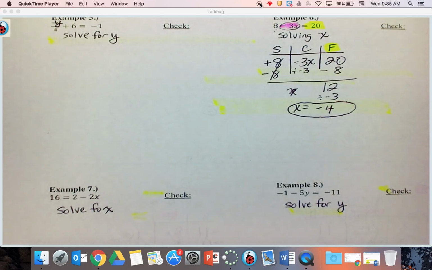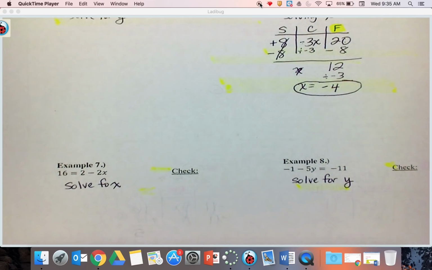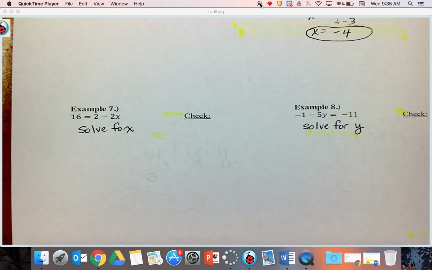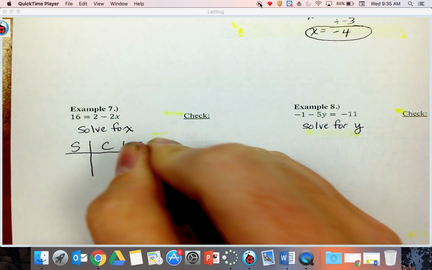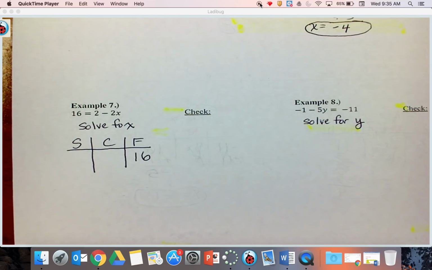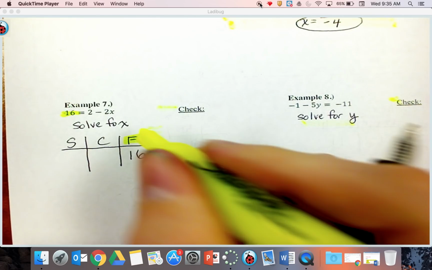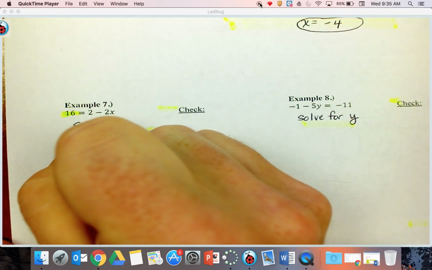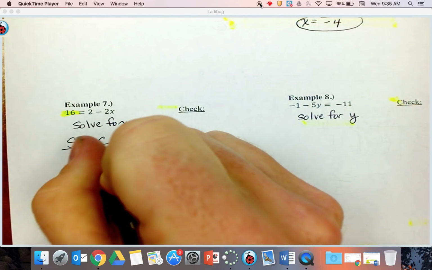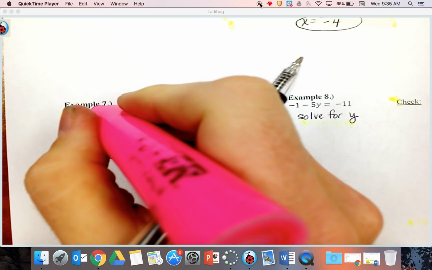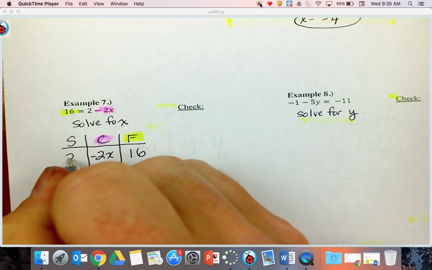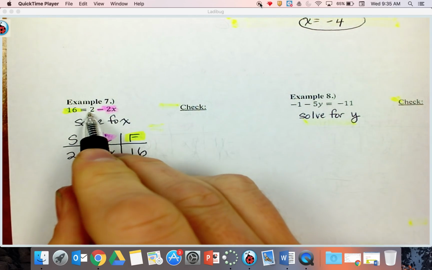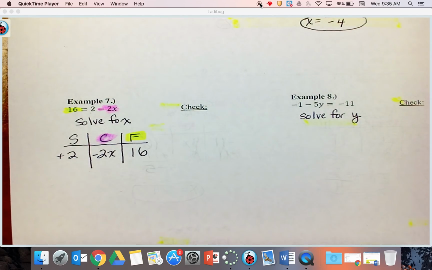So it's very tricky when you see these. Okay. The next one that you have as well, we'll set these up here and then see if you can solve them. So if I do my start, change, and finish here for these, my finish is 16, because that's what it equals. My change is a 2x, and it's negative 2 times x. Take the sign with it. And my start value is a 2. What type of 2 is it? It's plus. So I know I'm going to be doing some subtraction. I'll let you solve that one. It's set up for you.